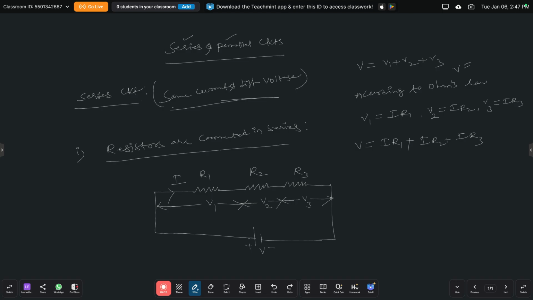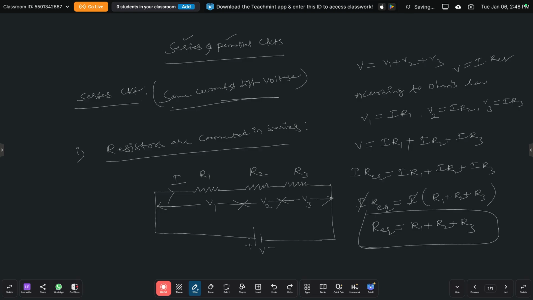So how can we find V? V is equal to the total current I into R equivalent. Substitute that also: I into R equivalent is equal to I R1 plus I R2 plus I R3. On the LHS it is I into R equivalent. From the RHS we take I as common, so we get R1 plus R2 plus R3. Here I cancels. Therefore R equivalent is equal to R1 plus R2 plus R3. This is the formula to find the equivalent resistance when three resistors are connected in series.